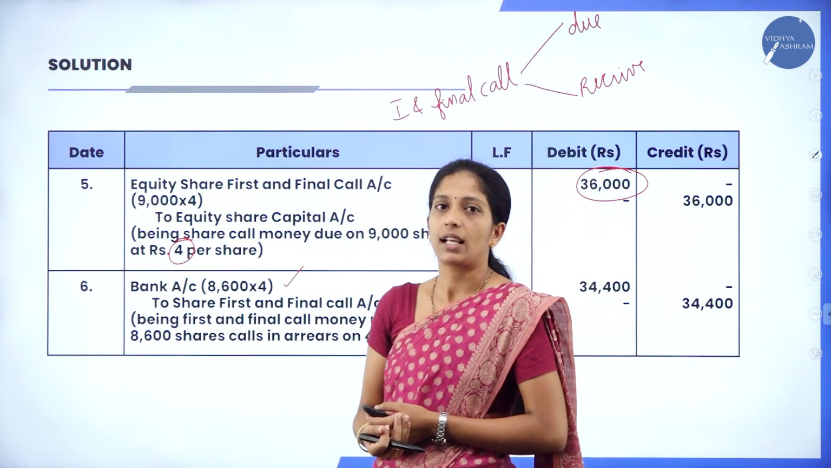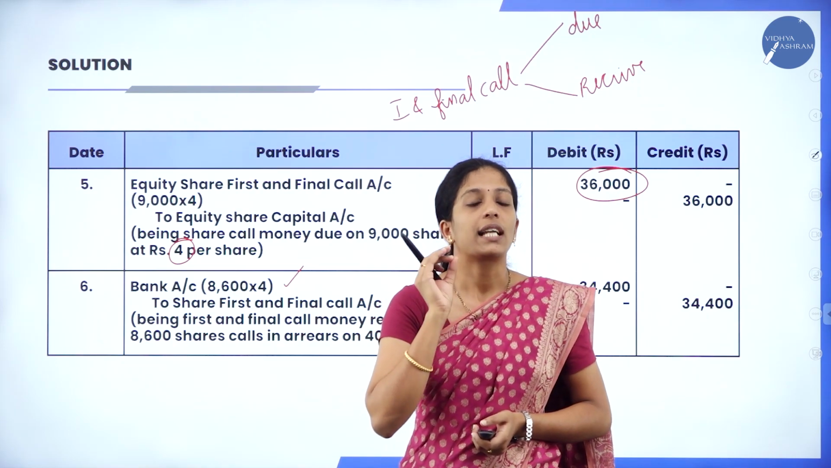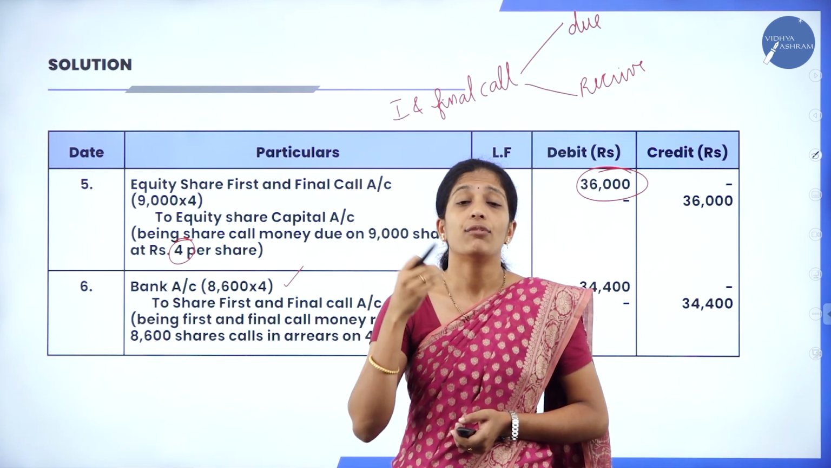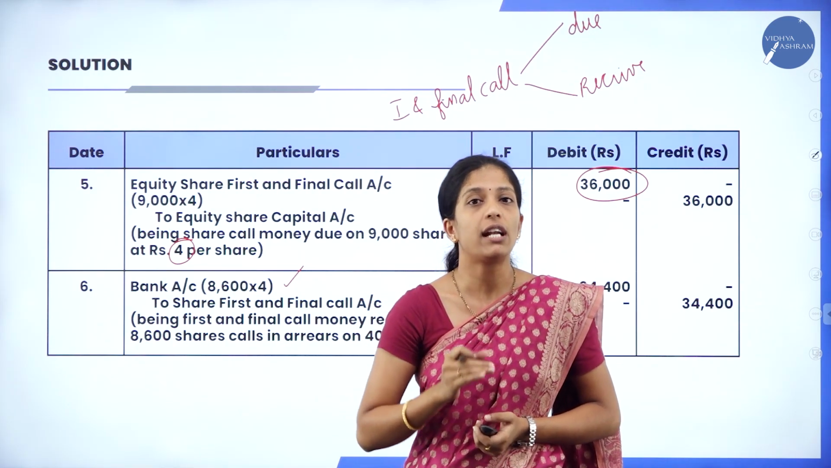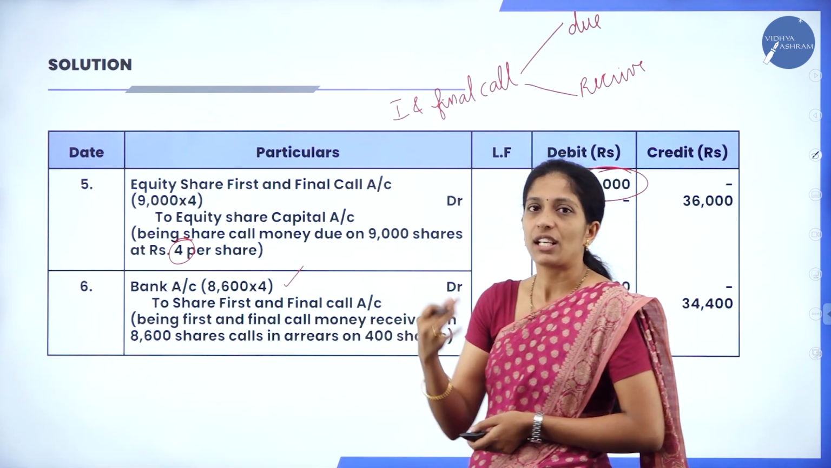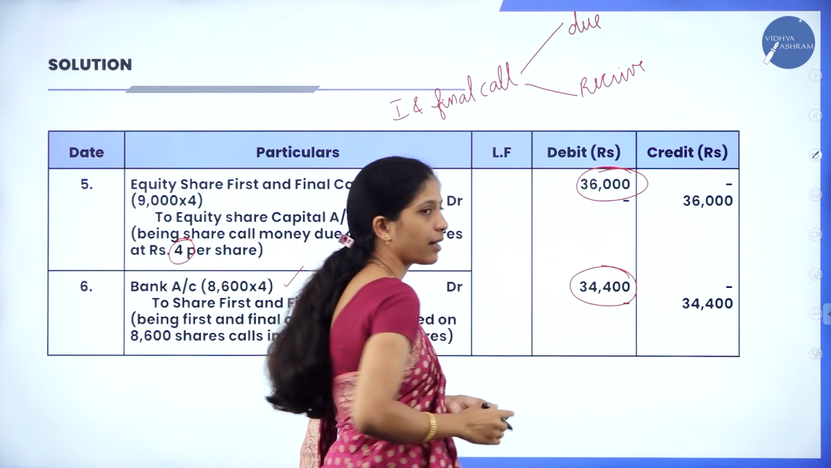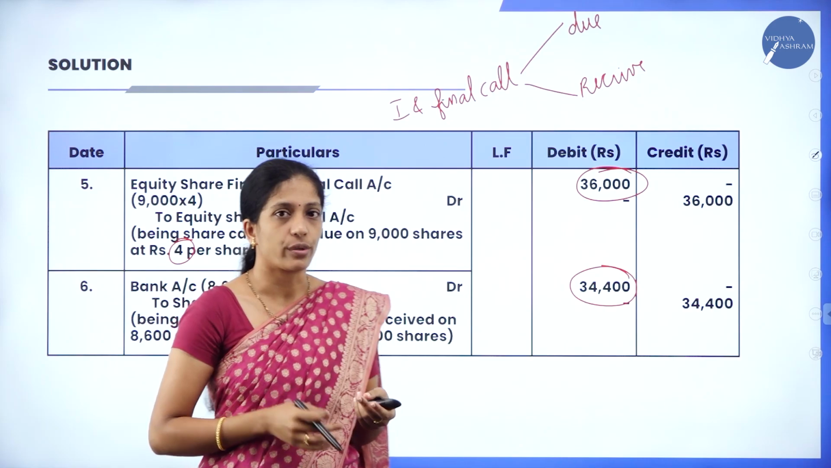So how can you write the narration? Being first and final call money received on 8,600 shares and 400 shareholders have failed to pay the first and final call money. The narration can be in your own words. So what is the amount? 34,400. Now we are done with the call stage.